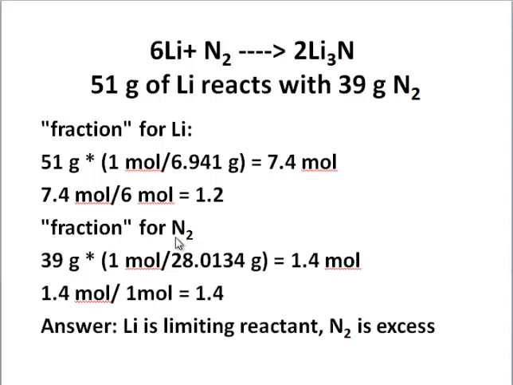All right, now here is the fractions calculation for nitrogen. Start with 39 grams, use the molar mass, and convert to moles. There are 1.4 moles of nitrogen after converting grams to moles by dividing by the molar mass. Now because the stoichiometric coefficient of nitrogen is 1, we divide 1.4 moles by 1 mole and obtain a fraction of 1.4. Right, now compare fractions. The fraction for lithium is 1.2. The fraction for nitrogen is 1.4.